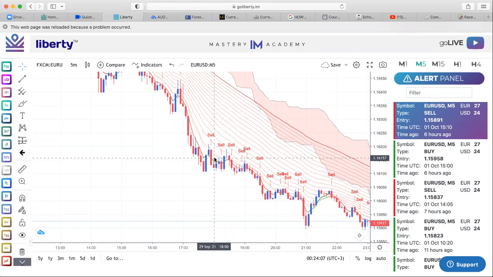Number 1, currency strength. Number 2, red clouds above, or blue clouds below. So these are the things that are going to be your indications for a buy or for a sell. Number 3.